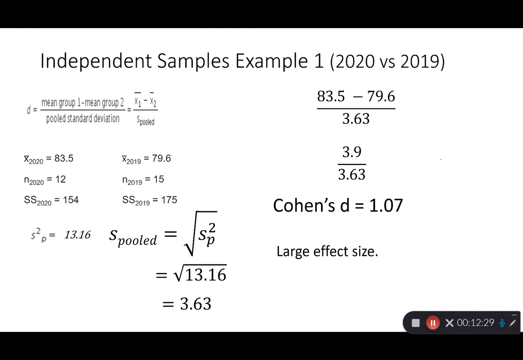Now, according to Cohen's scale, that's greater than 0.8, so it should be considered a large effect size. Now, one thing to note here, I got a positive 1.07. If I had done this problem reversed, with 2019 as group 1 in this formula and 2020 as group 2, I would have a negative 1.07. When we interpret Cohen's d, we ignore the sign. Look at the absolute value. So whether it's negative 1.07 or 1.07, they're the same and would indicate a large effect size.